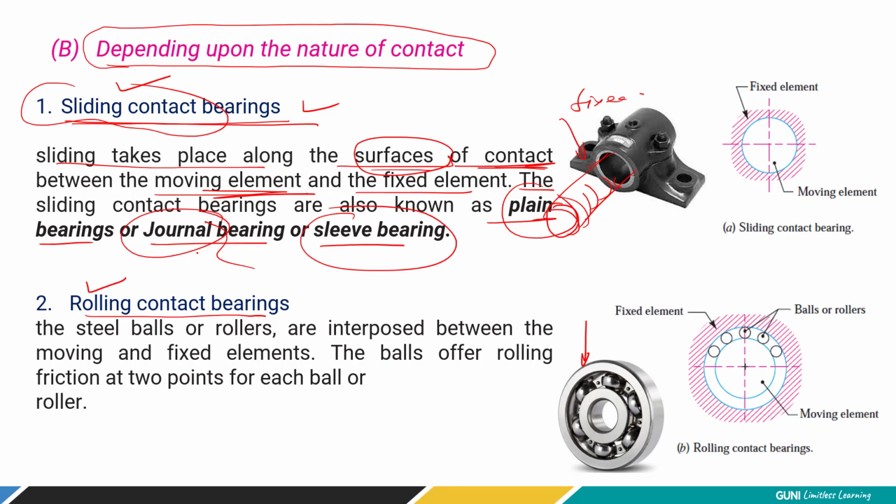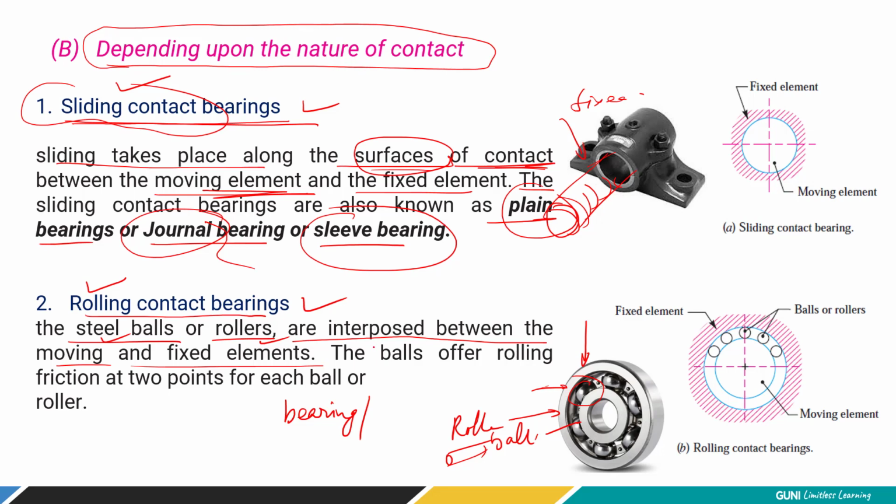Now in the case of rolling contact bearings, steel balls, or sometimes rollers, are interposed between the moving and fixed elements. Now try to understand how to get the bearing action, or how we can make it work. You have to fix one of the races, that is the outer ring or the inner ring. We have to fix one. Here in this figure we have steel balls, which is called a ball bearing. If it has a needle-like structure, we call it a roller bearing, right?